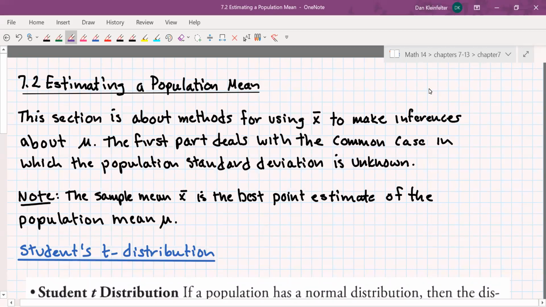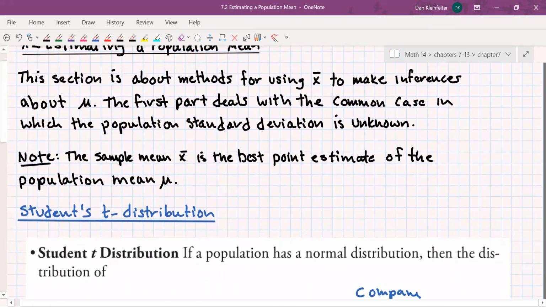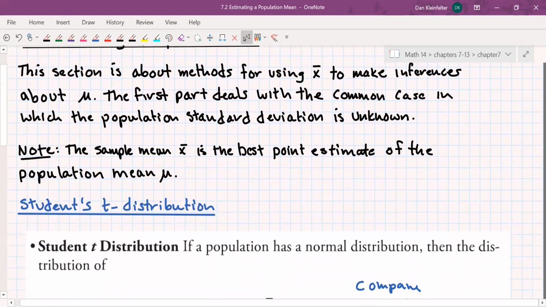Welcome back, everybody. In section 7.2, we're going to be working on estimating the population mean. In section 7.1, we were working on finding confidence intervals for a proportion. In this section, we're doing a very similar thing, coming up with confidence intervals, but this time instead of trying to estimate P, we're trying to estimate mu. So you'll see a lot of parallel between this section and what we did in the last.